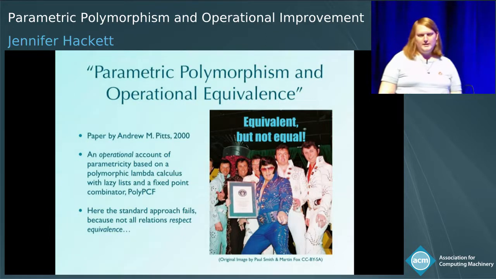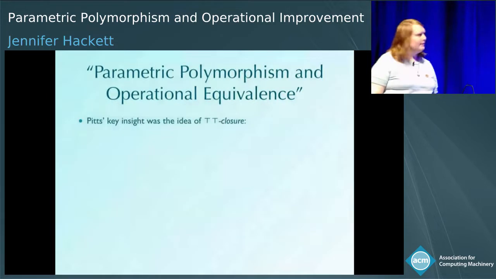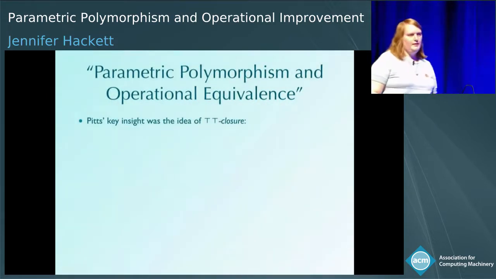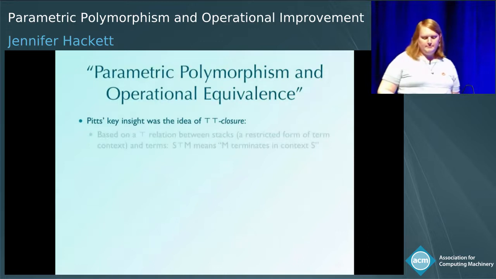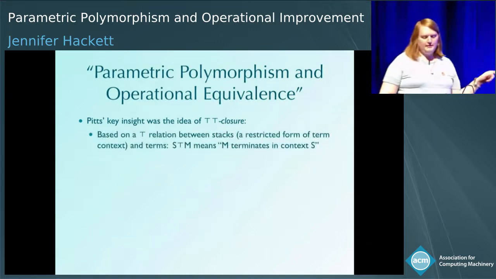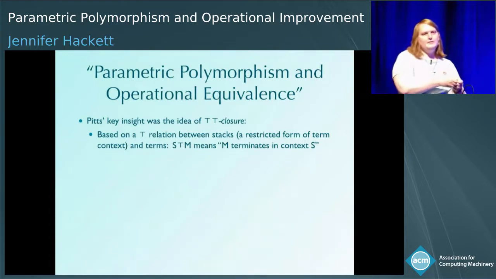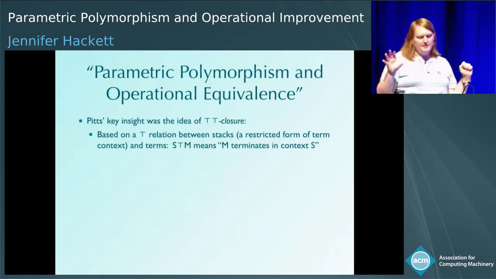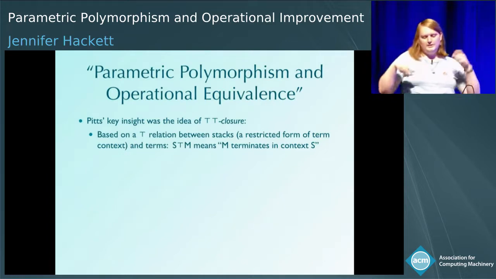So what did Andy Pitts do? Well, he had this idea of TT closure. He started with this T relation that relates stacks and terms. A stack is like an evaluation context. It's a restricted form of context. And S is T of M means that M will terminate if you put it in the context that S represents.